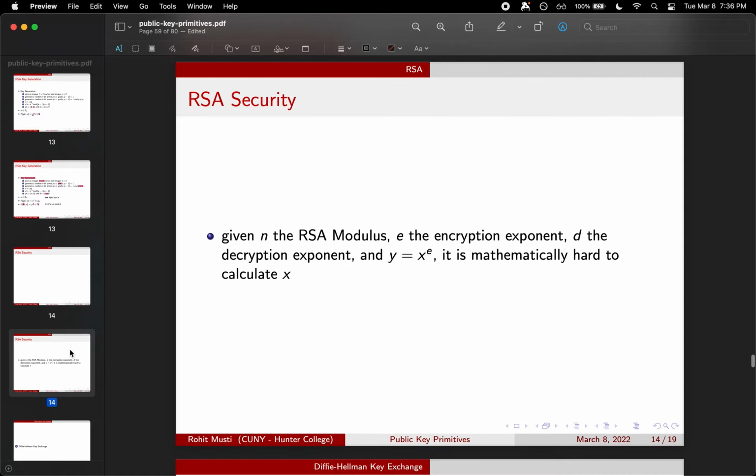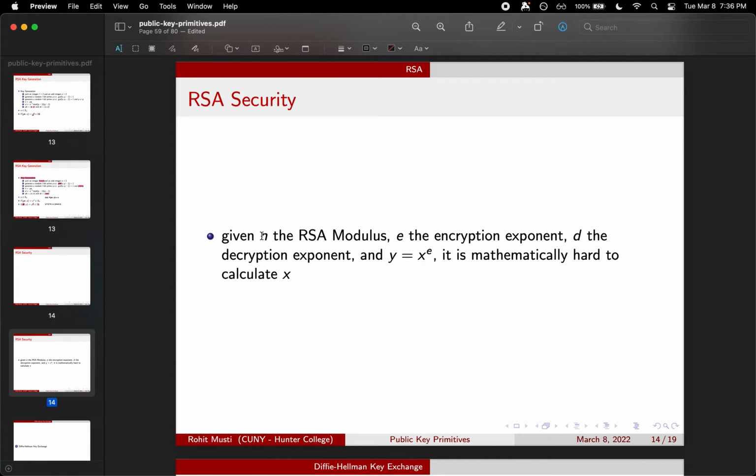So RSA security, pretty brief. Given n, it's called the RSA modulus, meaning that's what you mod everything by. Remember, 6 mod 5 is 1, 10 mod 5 is 0, and 17 mod 5 is 2. You just subtract 5 from 17 until you get a number less than 5. E is the encryption exponent, D is the decryption exponent. And y equals x to the e is mathematically hard to invert, to calculate x given y.